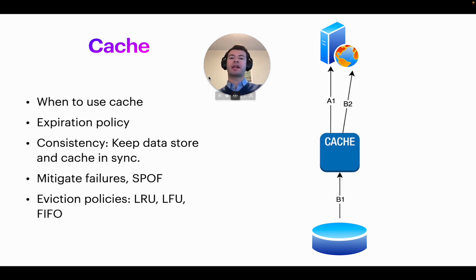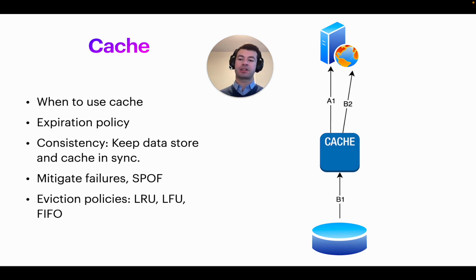So we have a number of considerations when we're using a cache. First, we have to decide when to use a cache. We want to use cache when the data is read frequently but modified infrequently. That's the whole point. You want to set up an expiration policy for the cache because you don't want to have stale data living there forever.